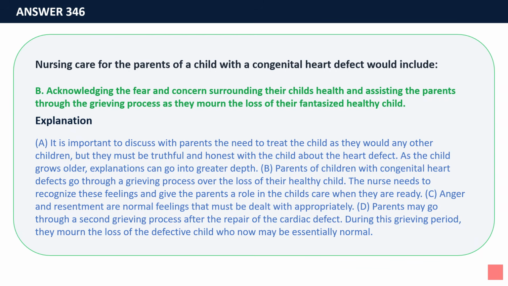B. Parents of children with congenital heart defects go through a grieving process over the loss of their healthy child. The nurse needs to recognize these feelings and give the parents a role in the child's care when they are ready. C. Anger and resentment are normal feelings that must be dealt with appropriately. D. Parents may go through a second grieving process after the repair of the cardiac defect. During this grieving period, they mourn the loss of the defective child who now may be essentially normal.